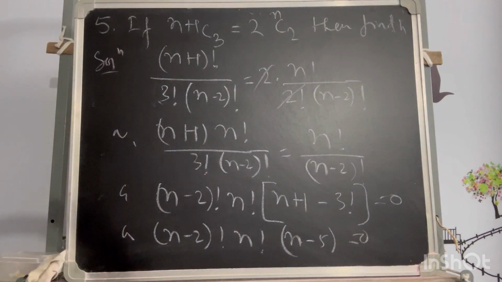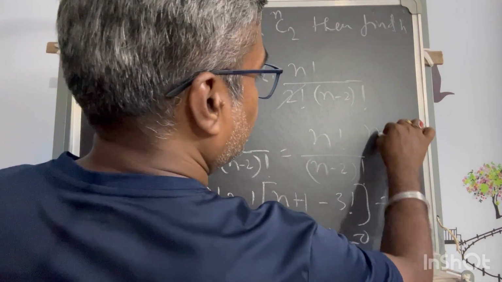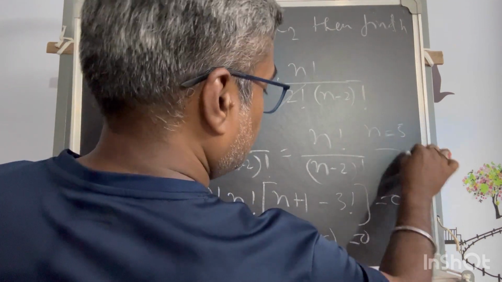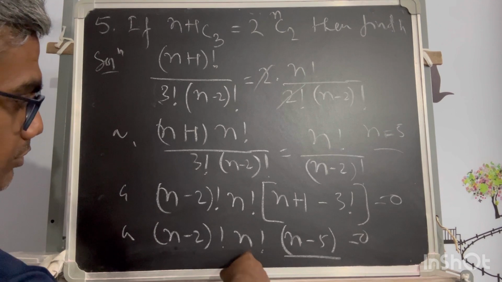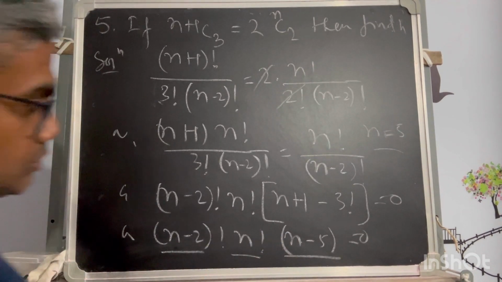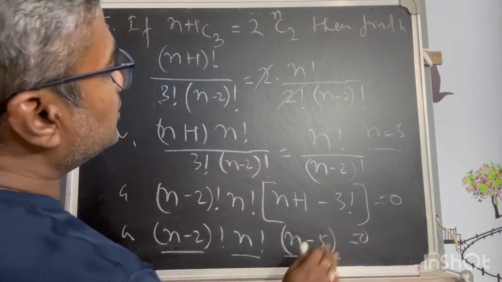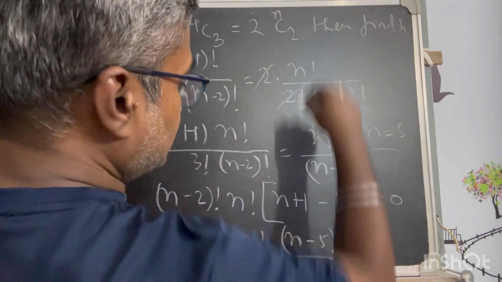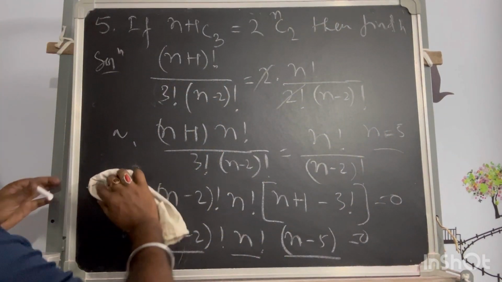Now if it is true, if I say that n is equal to 5, then it can be 0. For any other reason it cannot be 0. So this and this cannot be 0. So the only possibility is that n is equal to 5, for that this equation is true. So your value of n for this case is equal to 5. Okay. So moving to next.